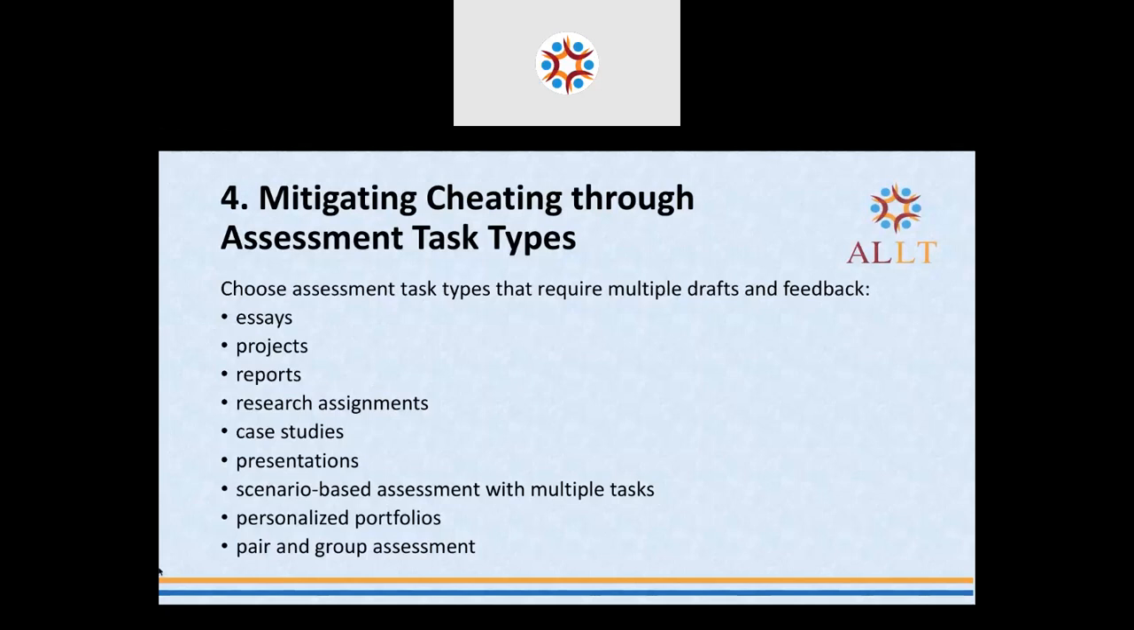Presentations are obviously a good thing to do because it's hard for a student to get someone else to do a presentation for them if they're the one giving the presentation. Scenario-based assessment with multiple tasks is another good way to mitigate cheating. Scenario-based testing, let me explain what that is. A scenario-based test is when you have a series of tests throughout a course based on the one scenario. So I'll give you an example.